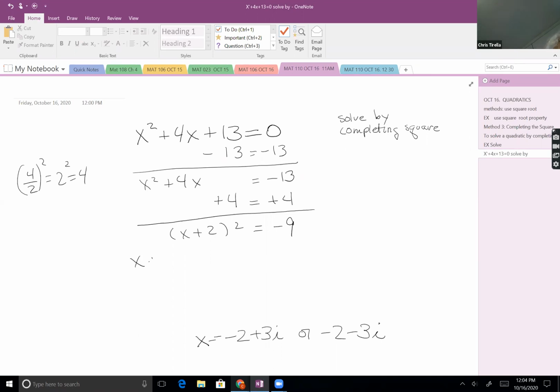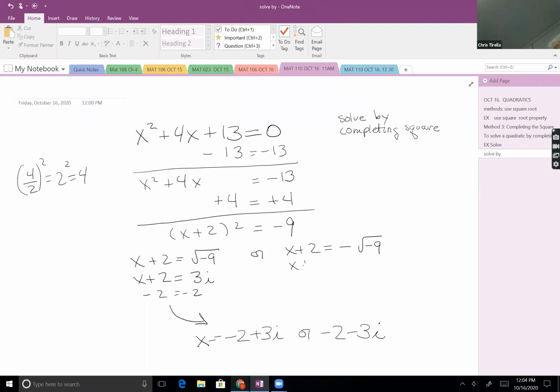Now this gives me x plus 2 equals the square root of negative 9, or x plus 2 equals the negative square root of negative 9. And is everybody all right if I've got a negative under the radical? I need my i. x plus 2 equals 3i. Subtracting 2 takes me to x equals negative 2 plus 3i.